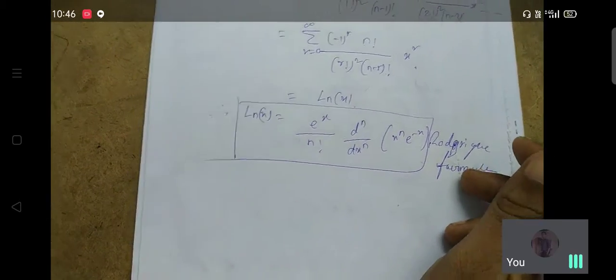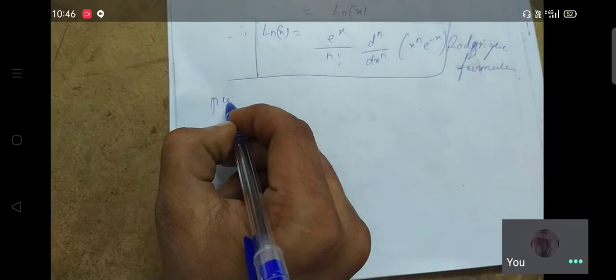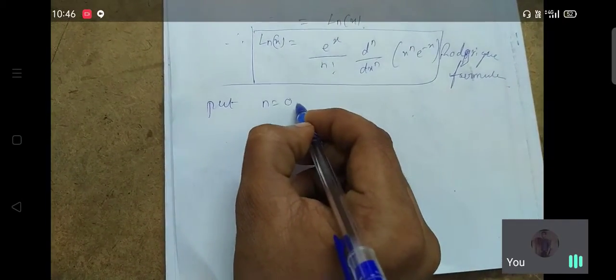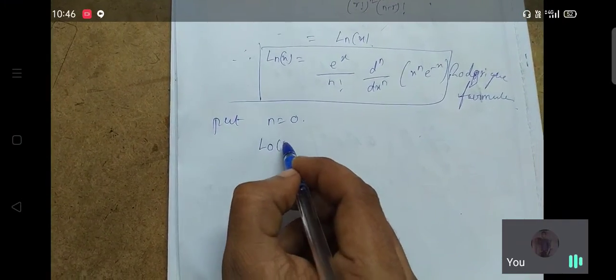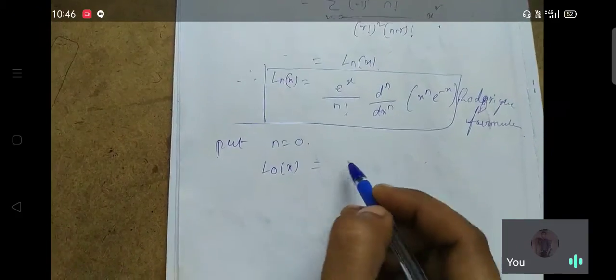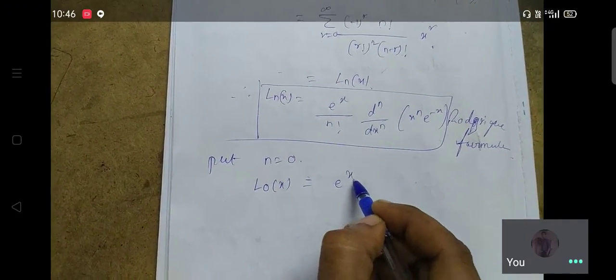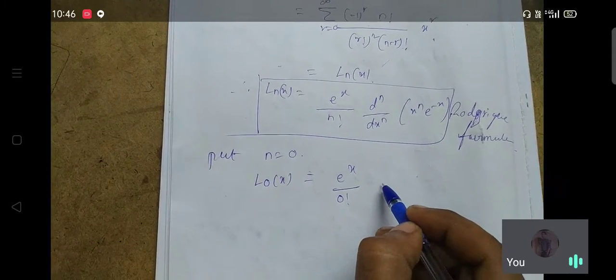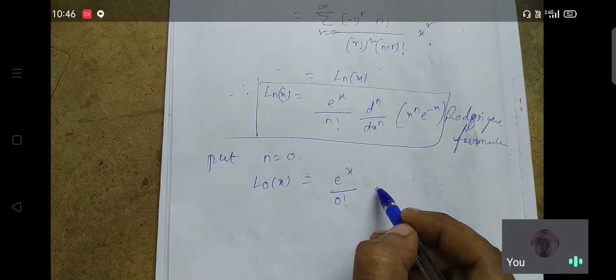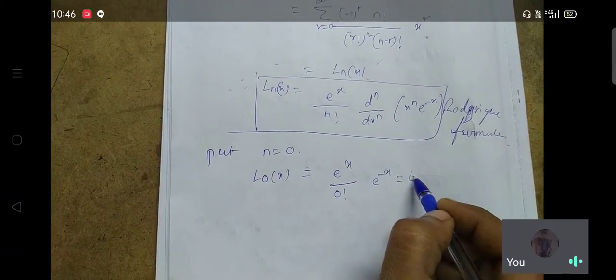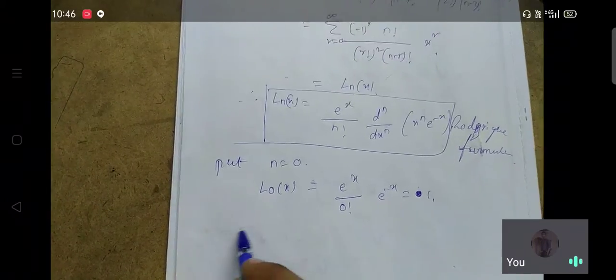For the Laguerre polynomial, put n is equal to 0. Therefore, L0 of x is equal to e power x divided by 0 factorial, into e power minus x, which is equal to 1.